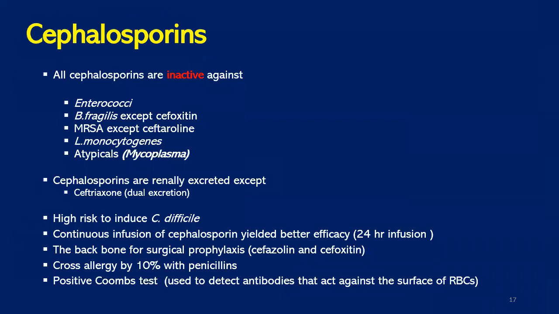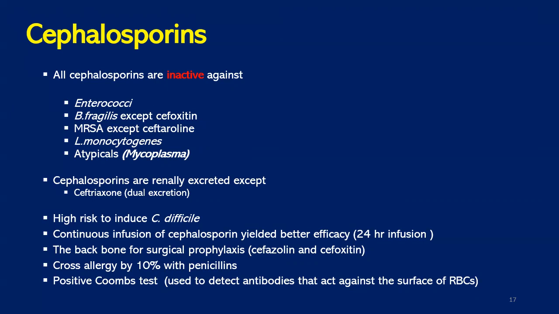So all cephalosporins are inactive against enterococci, and they don't cover Bacteroides fragilis, except cefoxitin. So cefoxitin is a 2nd generation cephalosporin. It's a cephamycin. It's not a real cephalosporin, but it always gets inserted in the cephalosporin group. In reality, it's a cephamycin. It has this ability to cover the anaerobic bacteria. All of these agents don't cover the MRSA, except ceftaroline, and they don't cover Listeria monocytogenes.